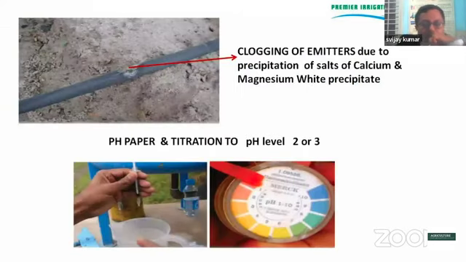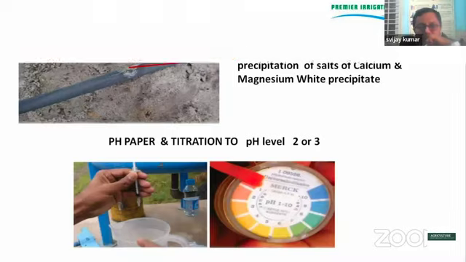Here I'm showing exactly how we are doing it. We are checking the pH with the pH paper. We have to bring down the pH to around 2 to 3. And you are seeing the white deposit of calcium and magnesium, the white precipitate. Once you have reached the required level, you add 1 ml, then check, then again you add a little more, and then you come to the calculation. This is very easily done and we have demonstrated it very practically. After this, your system becomes as good as a new system and it will run for many more years.